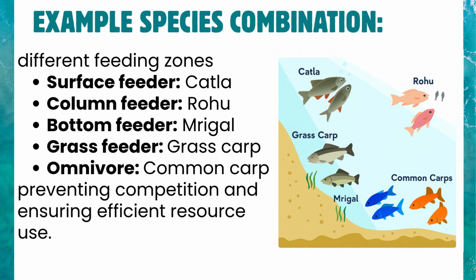Example species combination. Different feeding zones. Surface feeder, catla; column feeder, rohu; bottom feeder, mrigal; grass feeder, grass carp; omnivore, common carp. Preventing competition and ensuring efficient resource use.